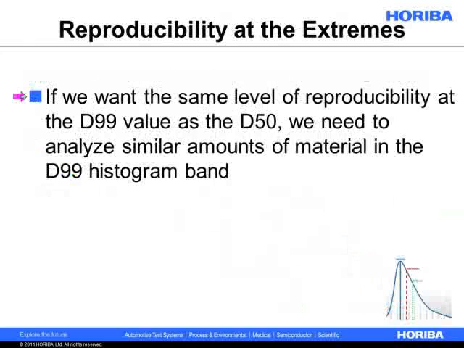And what we always tell people is that if you want the same level of reproducibility at the D99 value as, let's say, the D50, the challenge is really about analyzing similar amounts of material in the D99 area. And we know that that's not the case, right? We know that there may only be a relative handful of your largest particles compared to the number of particles at the D50 value.